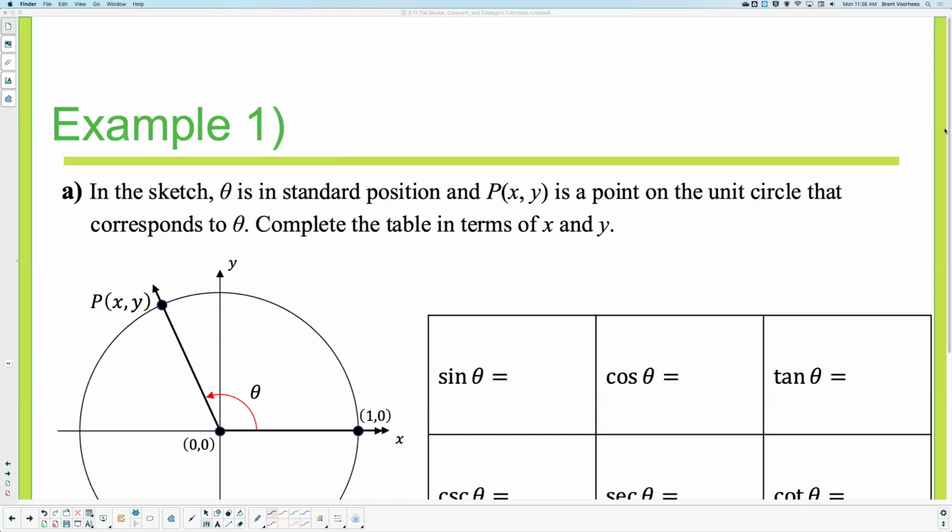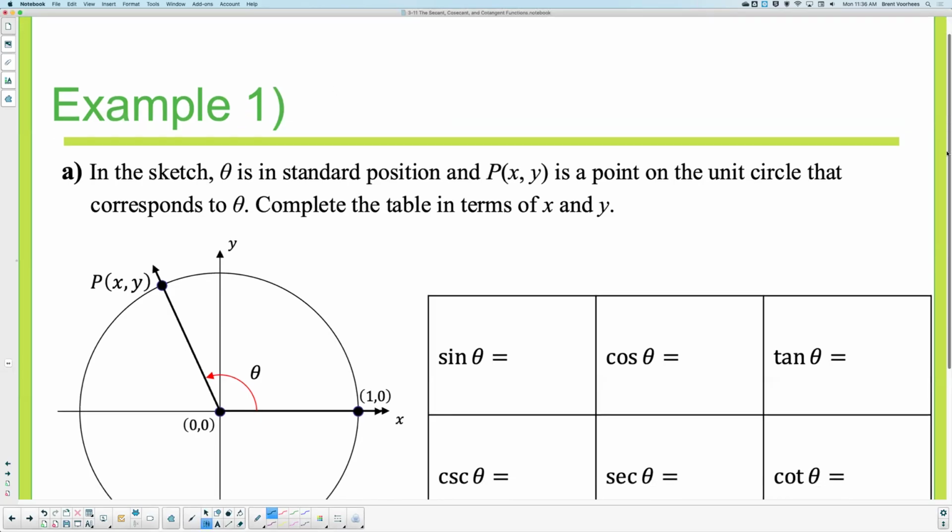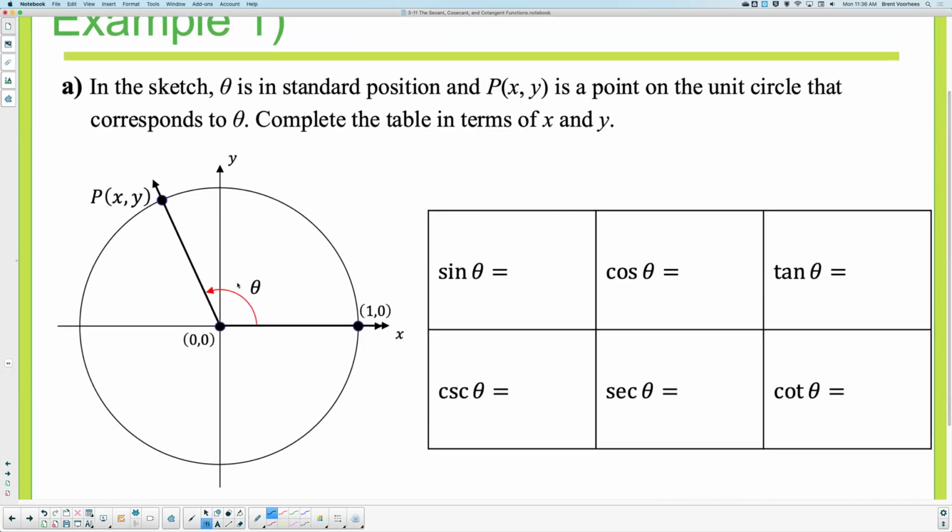All right, now let's start on some examples. Example 1 says in this sketch, theta is in standard position. Remember, standard position, this is a throwback to 3-2. It means your initial side is on the x-axis, and theta represents the count of radiuses to get to the terminal side. P(x, y), this point P, is the point on the unit circle that corresponds to theta. Complete the table in terms of x and y.